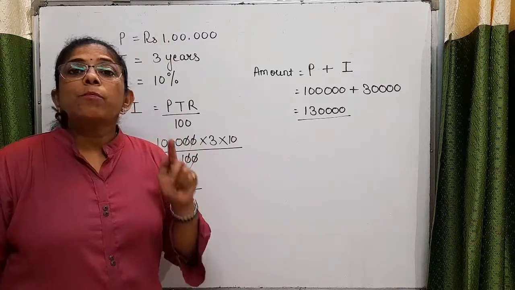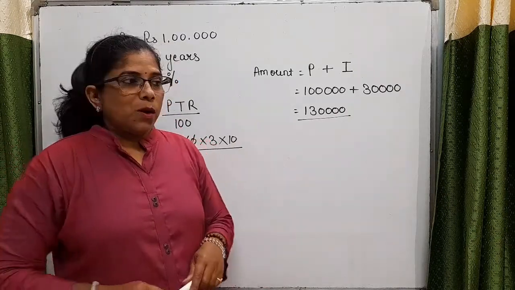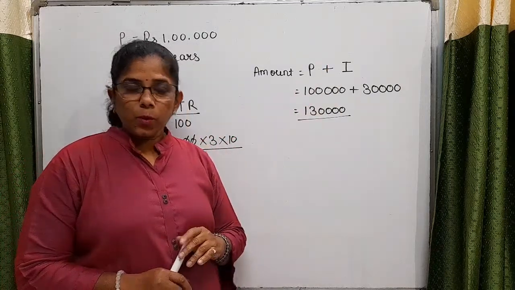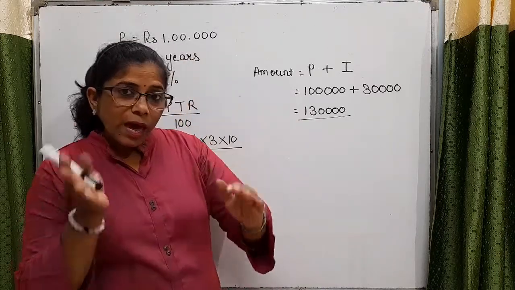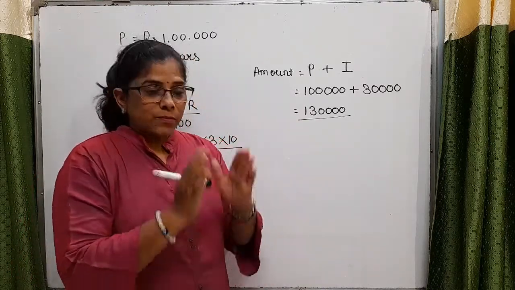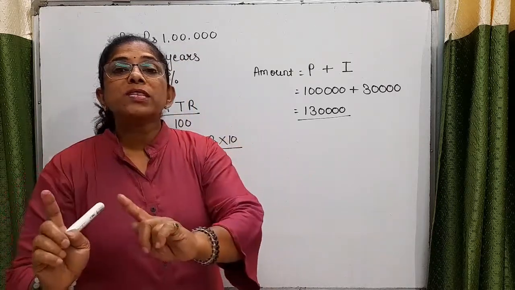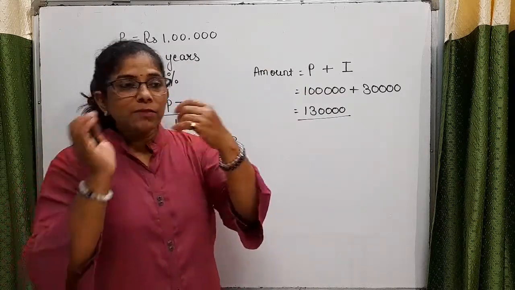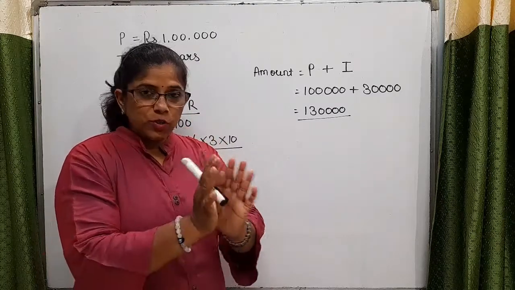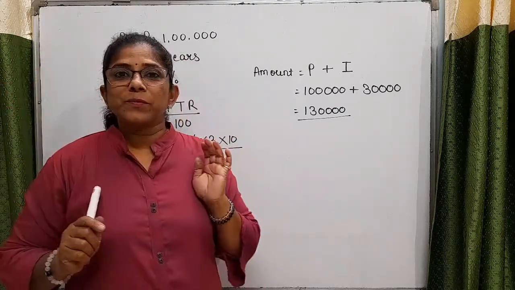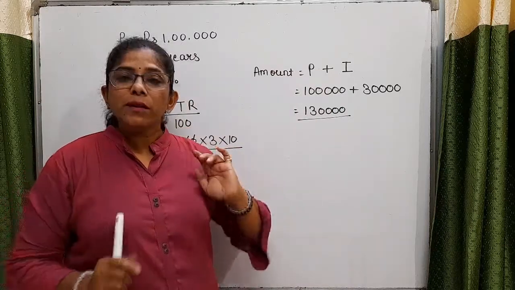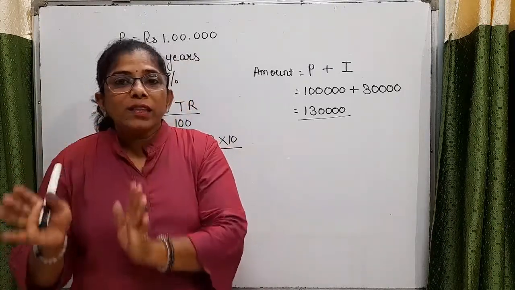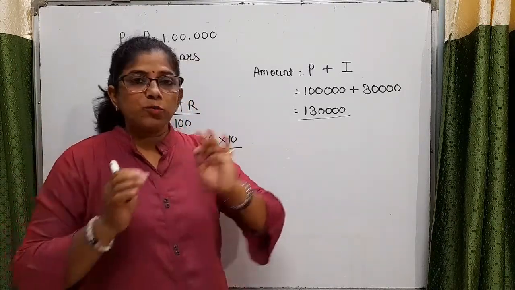But the case of compound interest is not so. In compound interest, what do they do? They calculate the interest only for 1 year. First they calculate the interest for 1 year, add that to your principal amount, and that is going to be the principal amount for the second year. Then for the second year, again they calculate interest, add that interest to the principal amount, and that is going to be the principal for the third year. Again they calculate the interest for the third year, add it to that principal amount, and finally we get the amount we have to pay to the bank.